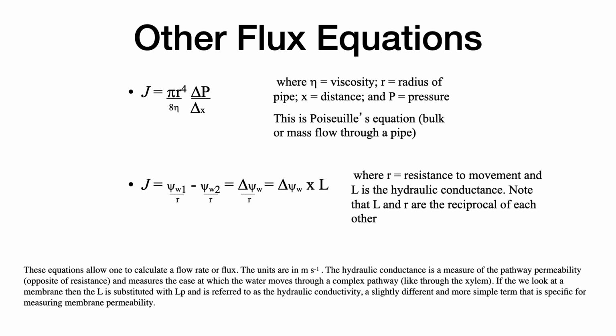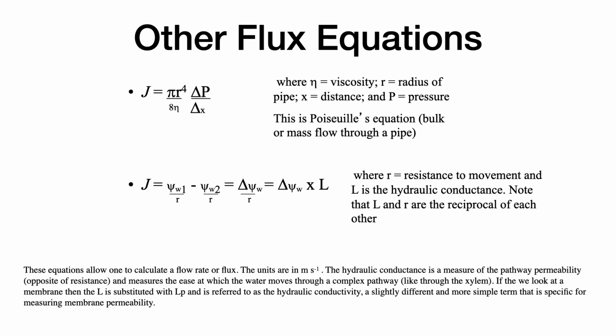Again we use the letter J, and this is Poiseuille's equation, which will become important when we talk about bulk or mass flow through a pipe. In this case, we have pipes or tubes in the form of the xylem structure in the plant, where water is moving as if through a water pipe. This equation is very relevant for that water movement. The same applies to phloem, which is also water moving through pipes, but in this case it also has sugar in it. It's the main transport pathway for sugar transport.